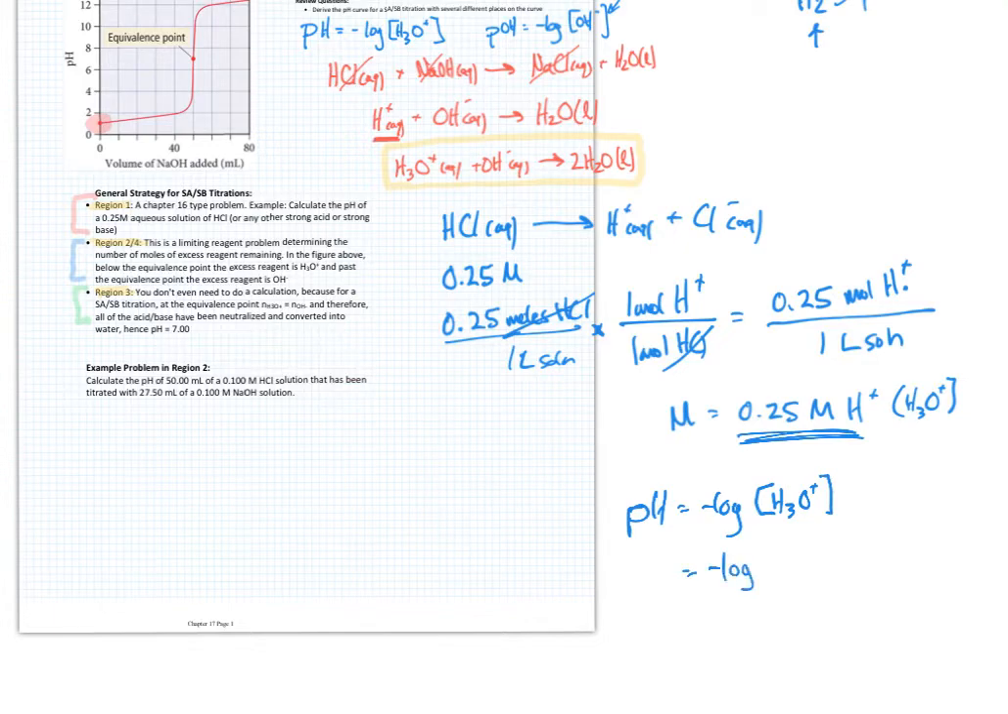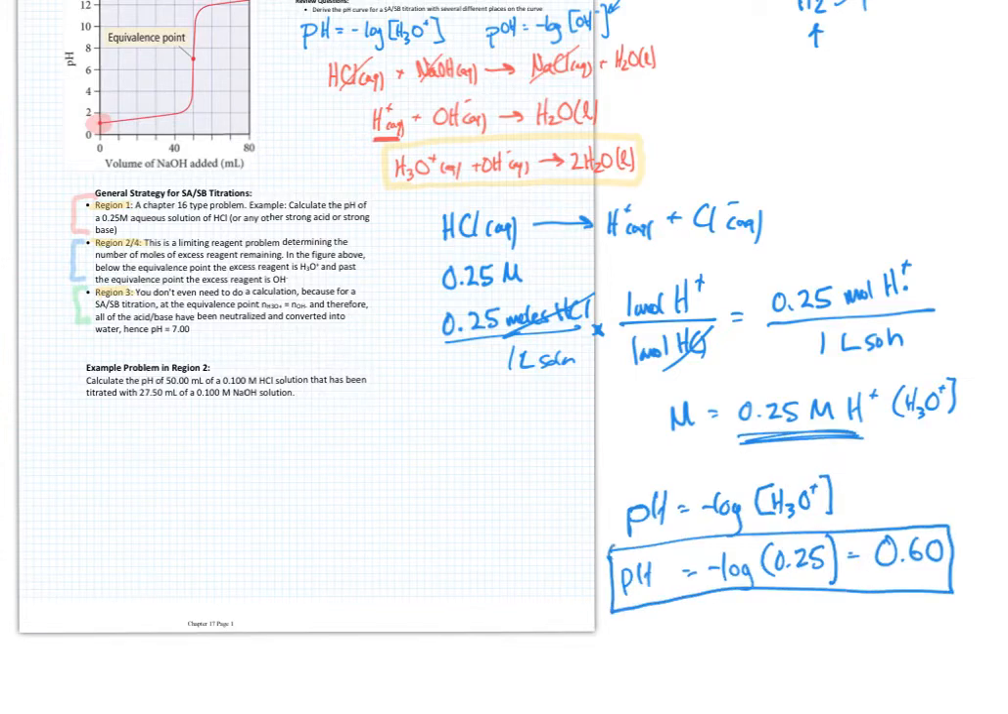So this is just negative log of 0.25, which is equal to 0.60. So the pH of this starting solution is less than 1, 0.60. All right, so you recognize this first part of this curve.